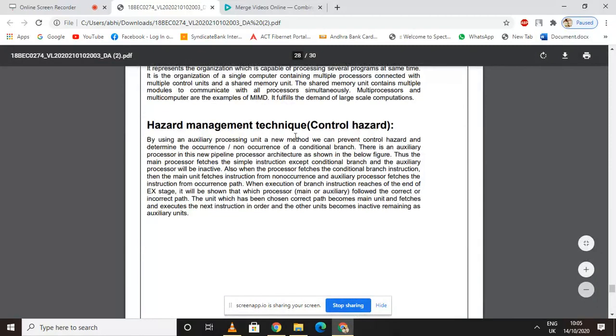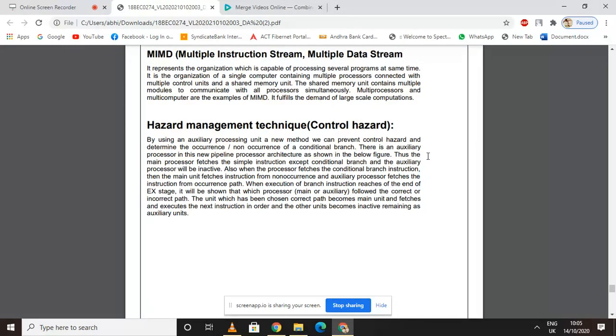So, the hazard management technique for the control hazard is a new method through which we can prevent control hazards and determine the occurrence or non-occurrence of a conditional branch. There is an auxiliary processor in this new pipeline processor architecture, as shown. The main processor fetches the simple instructions except conditional branches, and the auxiliary processor will be inactive.